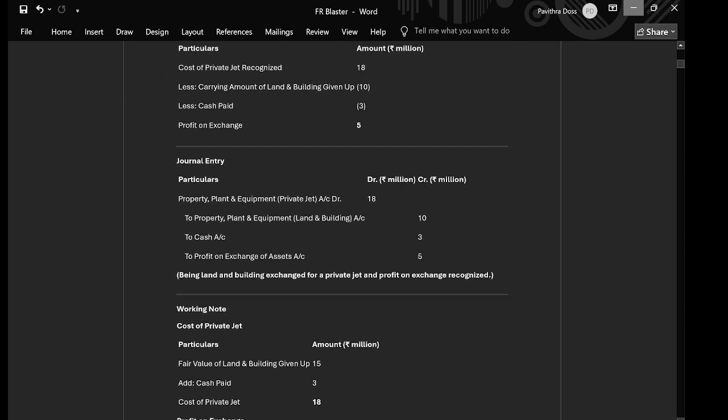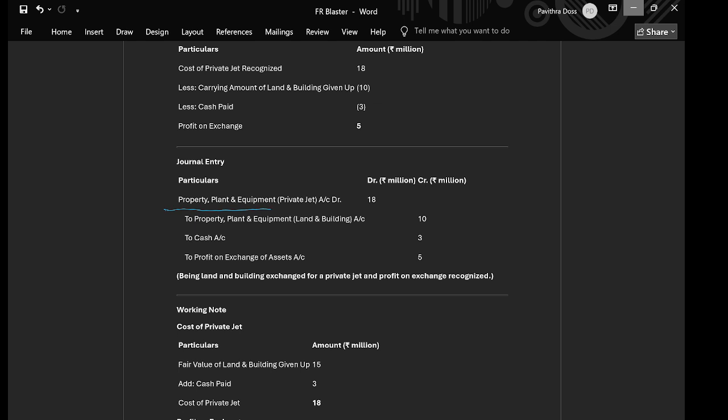Now let us see how we are going to record the journal for this. The fair value of the asset given up is 15, plus we are also giving cash, so 15 plus 3 is 18. Clear? So that is what comes in, the asset, the private jet, comes in. Now what goes out? Cash goes out, 3 million. Now the derecognition of the old land and building at its carrying amount.